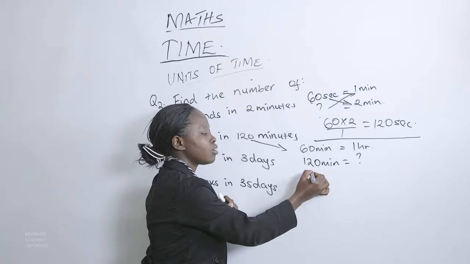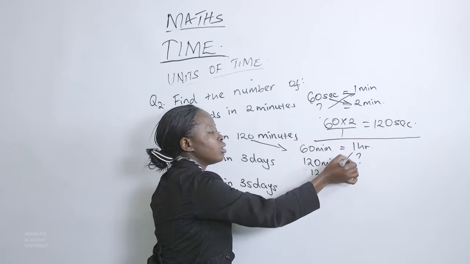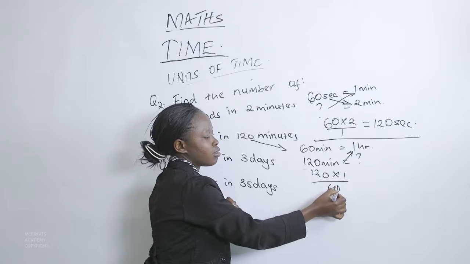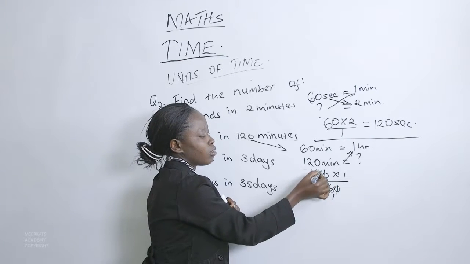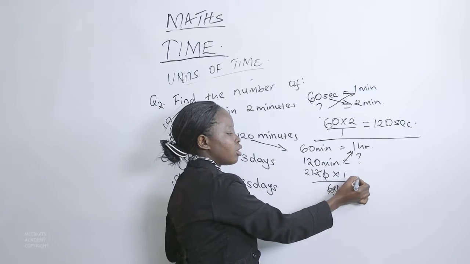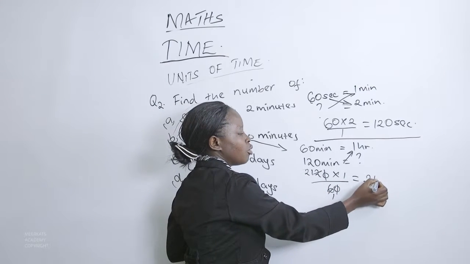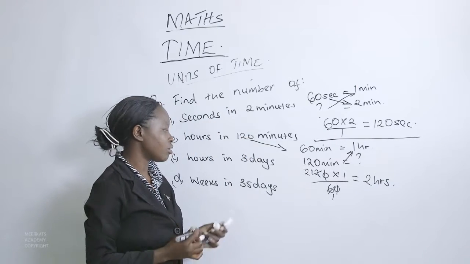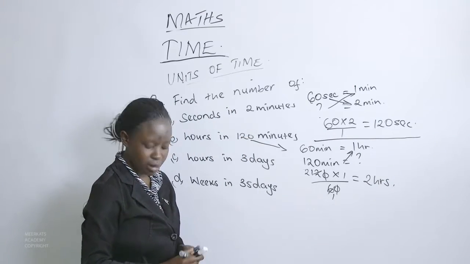So this means that I have 120 times 1 divided by 60. 6 into 6, 1; 6 into 12, 2. And we find that we have 2 hours in 120 minutes.